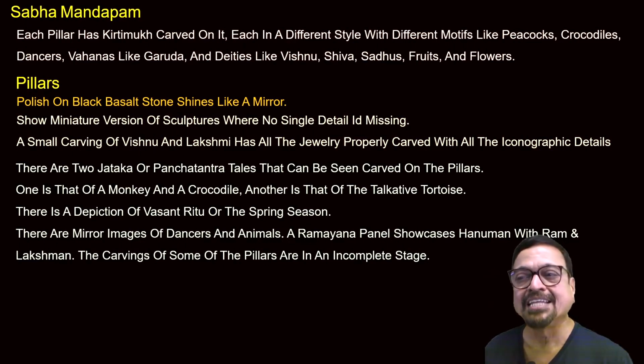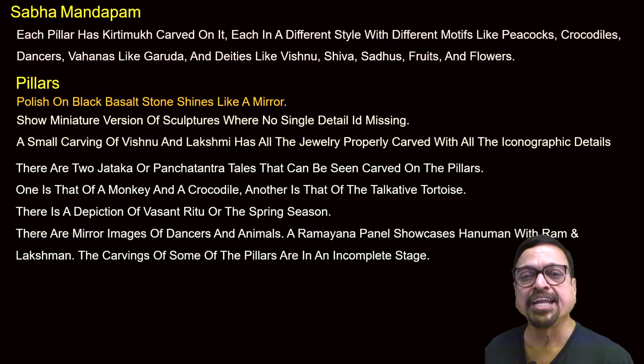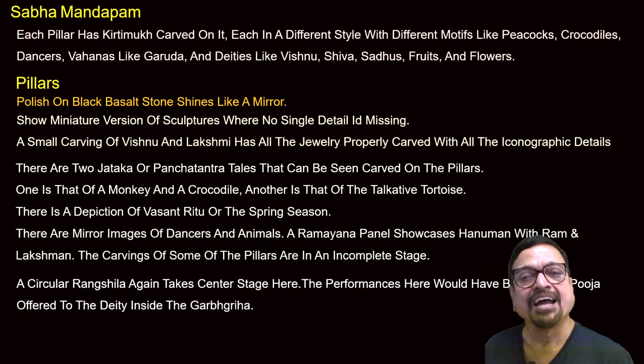Now the talkative tortoise, as you know, he holds the bar, that is the wooden stick, and when they fly, he starts talking and he falls down. There are mirror images of dancers and animals, then Ramayana panels showing Hanumana with Rama and Lakshmanas. The carvings of same on the pillar, they are just astonishing. As I told you, perfect for iconology and perfect as far as precision is concerned.